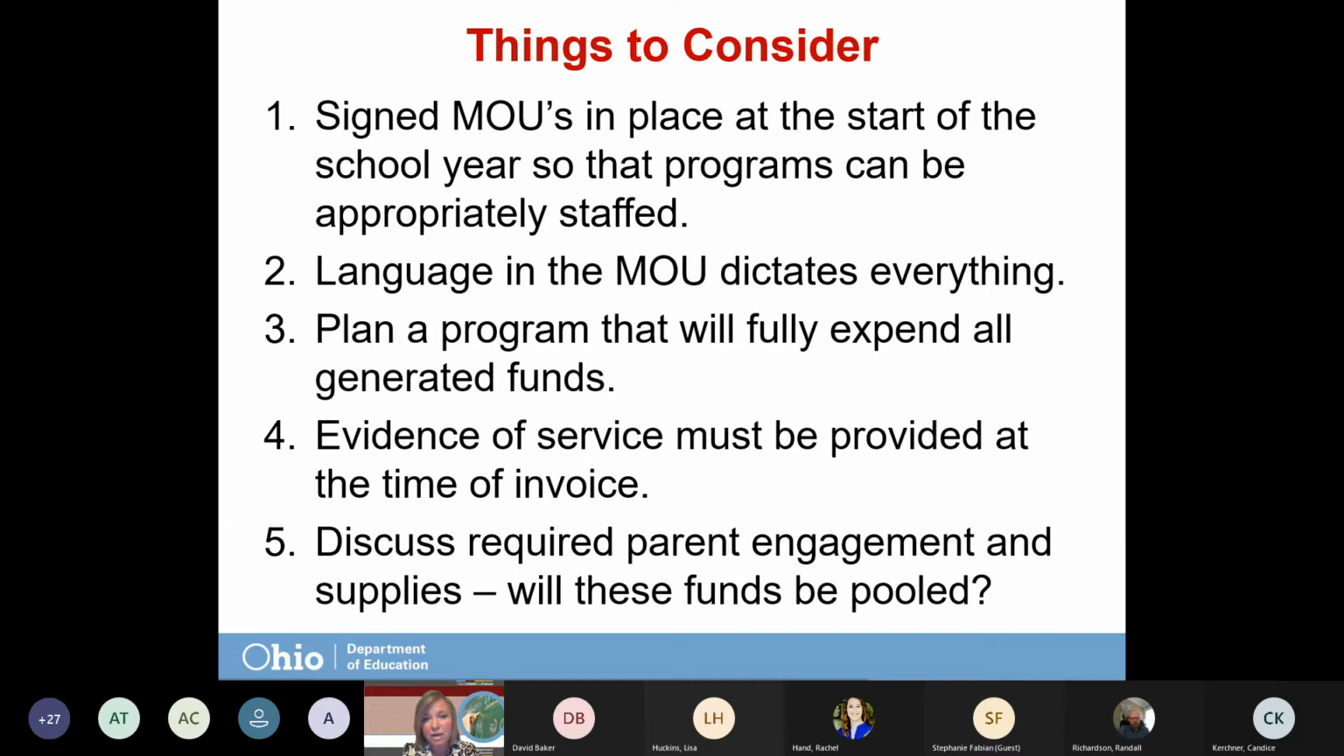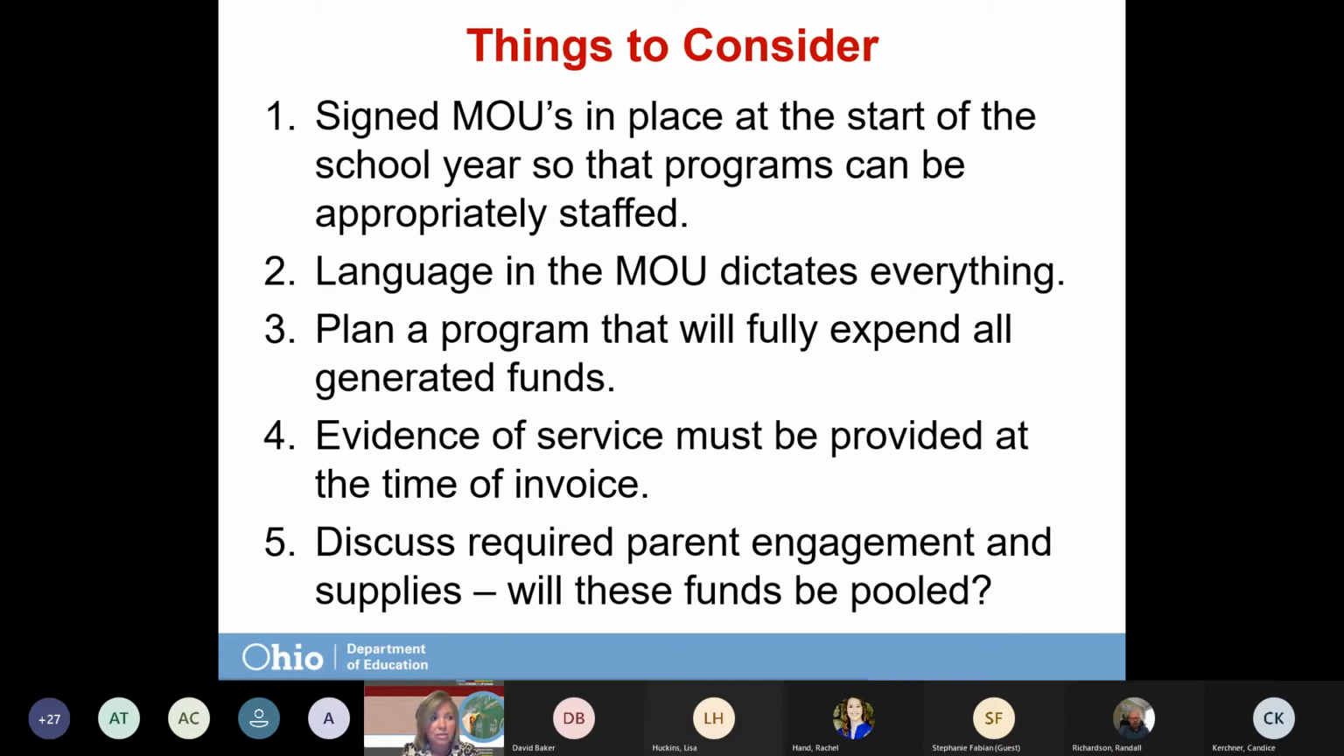Now meaning once you have your application in June and you have the staffing levels, that's when you want to decide and enter into that MOU. When you submit your consolidated application, you should already know who your non-public school providers are and have started the process of getting contracts or MOUs approved. Non-public equitable services should be in place at the start of the school year.